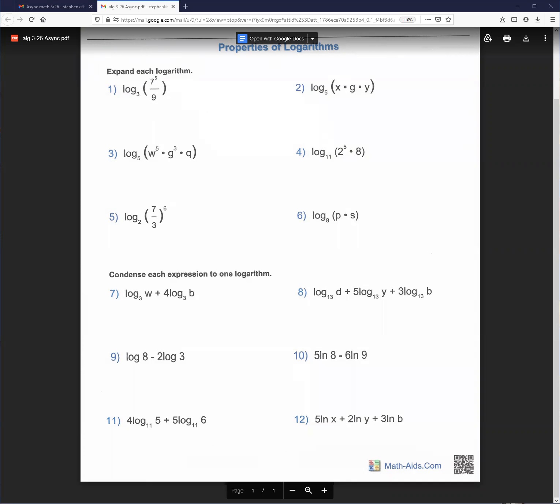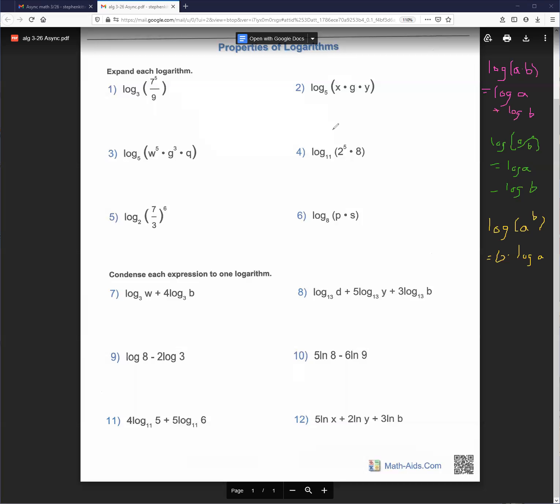We will, of course, remember that our three log properties are: when we have something multiplied on the inside, we can write it as a sum on the outside; that we can take a quotient, divide on the inside, and turn it into a subtract on the outside; and finally, if we have a power, that we can turn it into a coefficient on the outside. And so we're going to use those three properties to solve every single one of these.